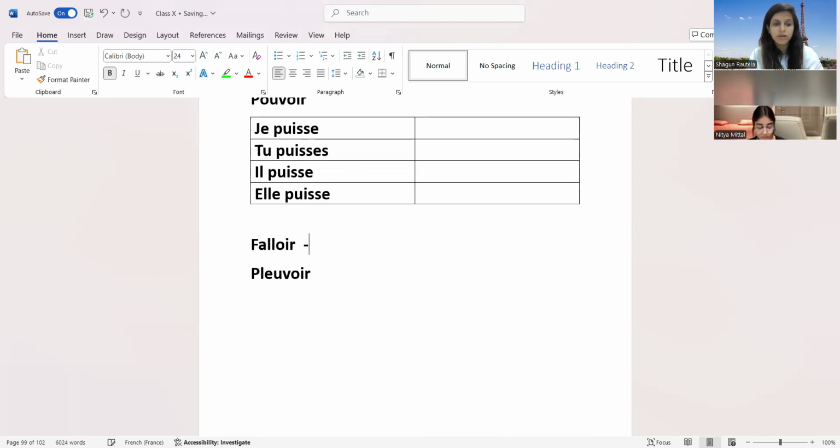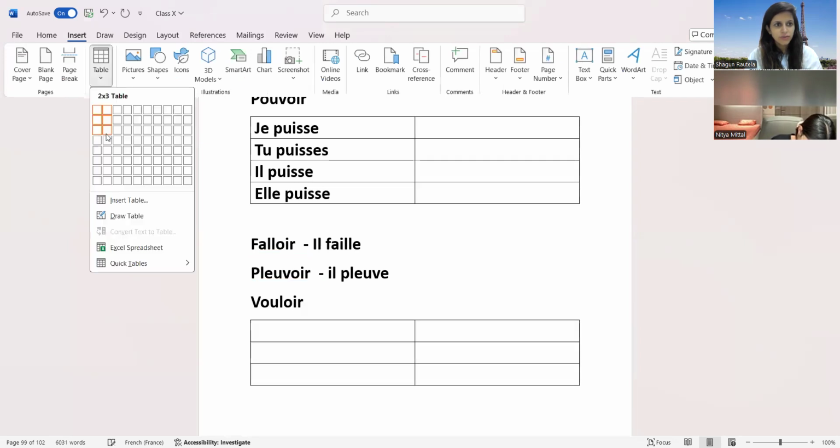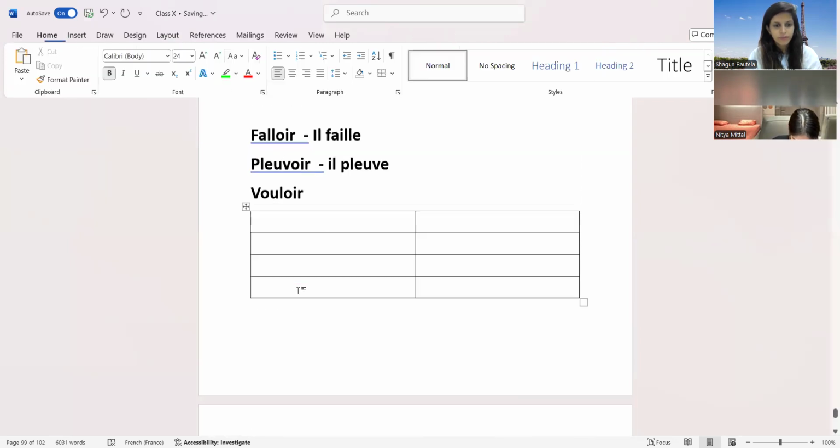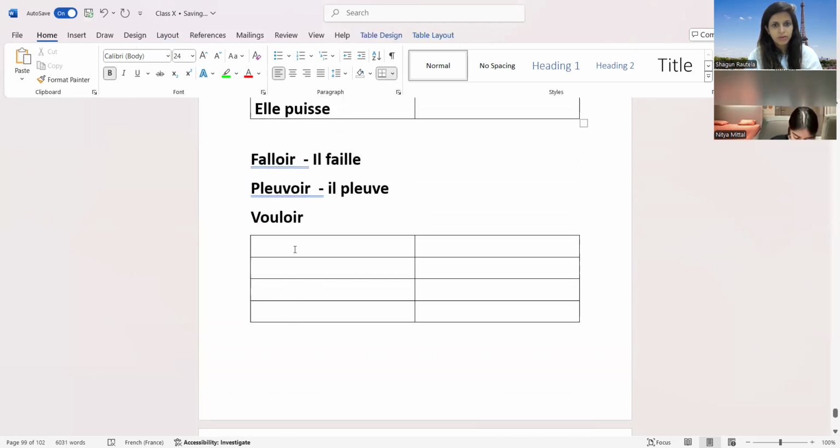Falloir, it's conjugated only with il, because it means to be necessary. So the subjunctive of falloir is faille. Similarly, for pleuvoir, it's only with il, that is pleuve. Pleuvoir का meaning? To rain. Okay. To be necessary and to rain.